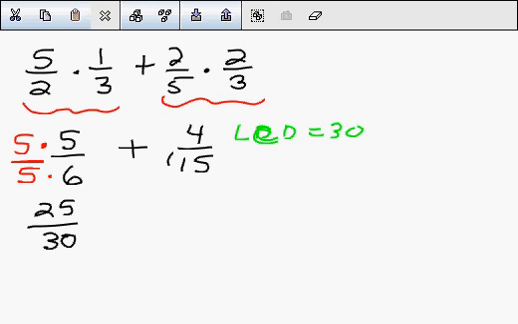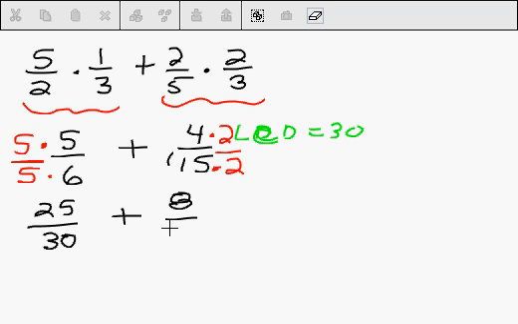Okay, so we're going to do the same thing with 4/15. In order for the 15 to become a 30, I'm going to have to multiply by 2. So I'm going to multiply both the numerator and the denominator by 2, doing the same idea. 2 over 2 is 1. 4/15 times 1 is just 4/15, some other version of 4/15. 4 times 2 is 8. 15 times 2 is 30. So 4/15, that's the same as 8/30.